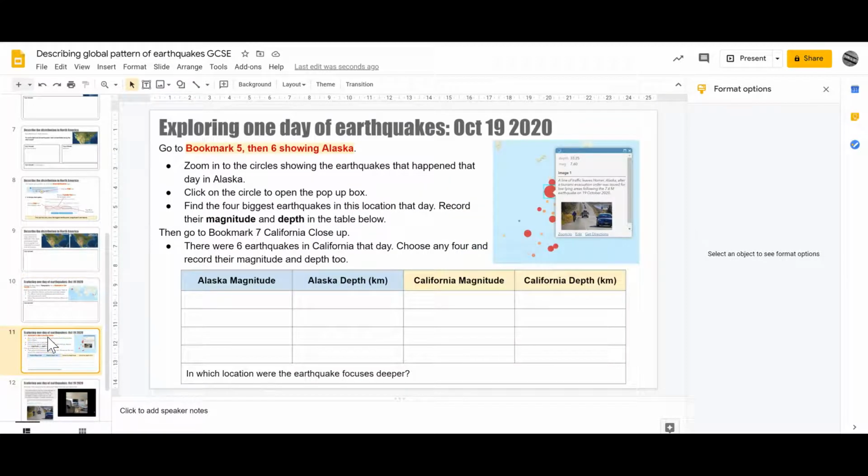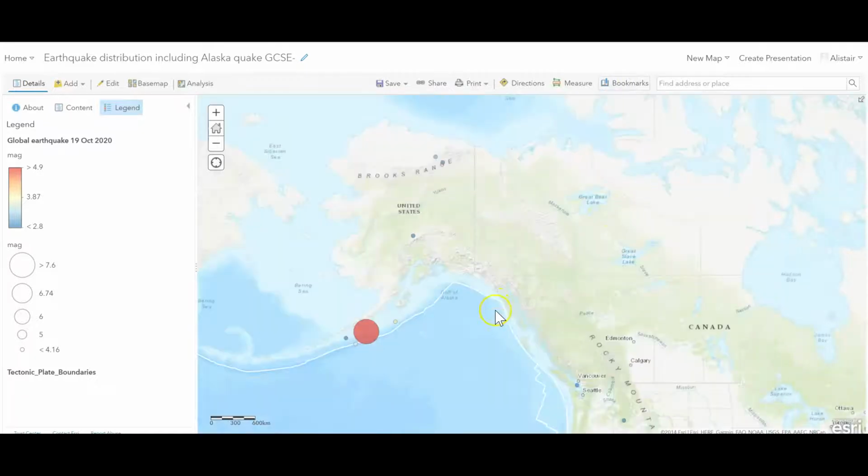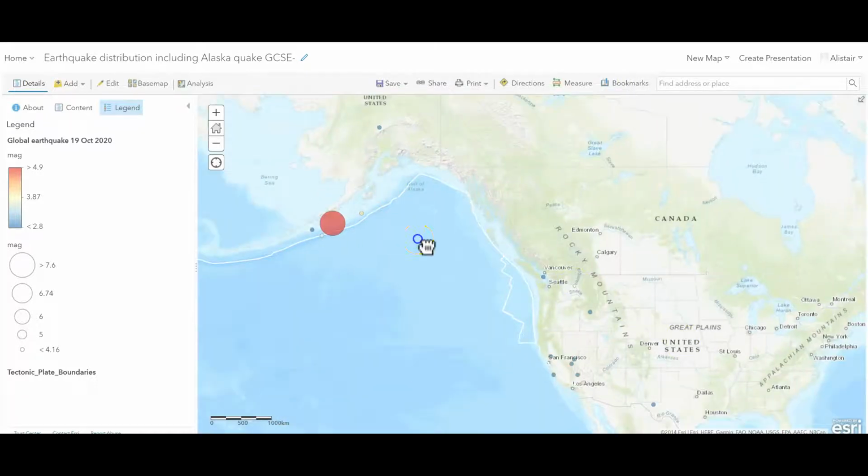But we're going to take a look here at a particular location where there was an earthquake on this day in history. So we're going to go into bookmark 5, then bookmark 6. So bookmark 5 is just going to give you a little bit of an overview of Alaska. That's where we're going. So the North American, there's Alaska.